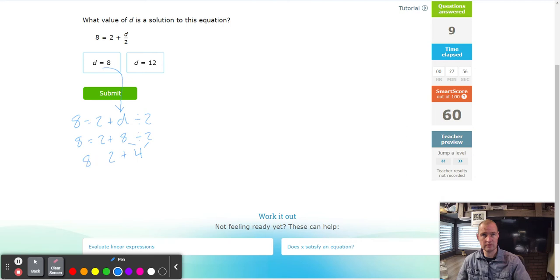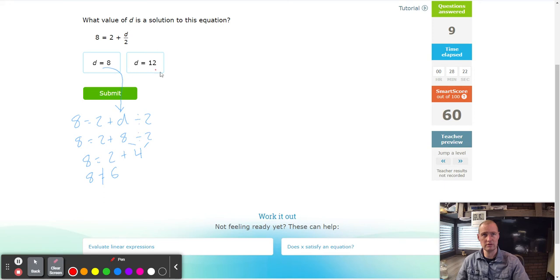And we're going to bring down 8 as well. All right, so we got 8 equals 2 plus 4. And 2 plus 4 is 6. It didn't run too good because 8 is not equal to 6. So therefore, we cannot use that. 8 is out. So I'm going to think that D equals 12 is going to be a better solution.